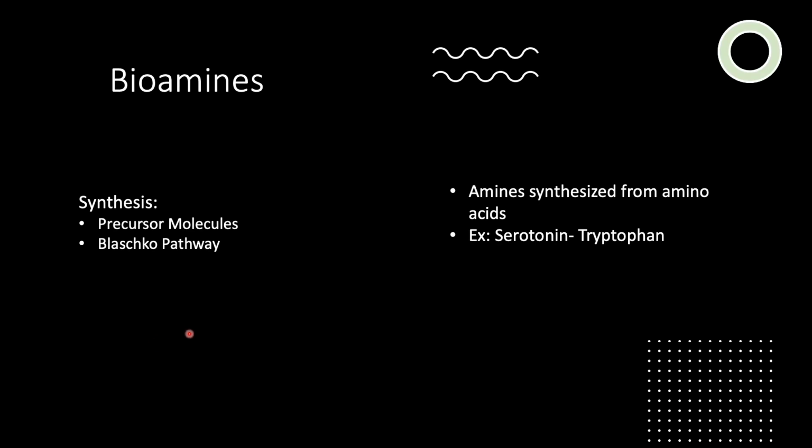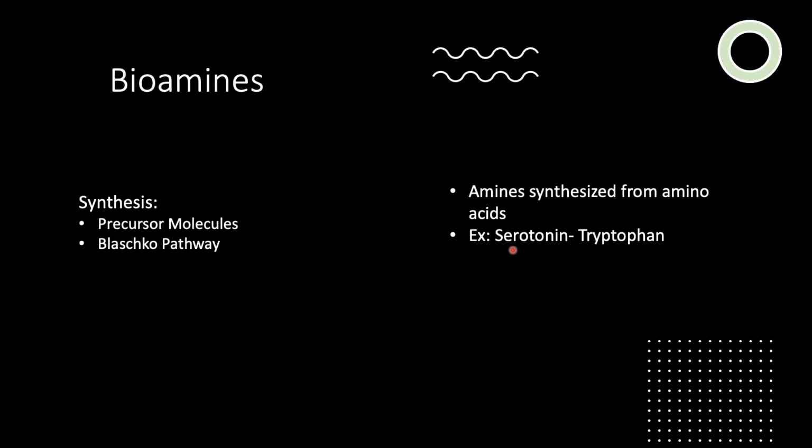Next up we have biogenic amines or bioamines. So basically, amines are chemicals that have an amine group, so an NH2, that is attached to a carbon. So that's chemically kind of what it looks like. And amines are synthesized from amino acids, right? For example, here we have serotonin, a hormone that is actually originating from tryptophan, right? Another amino acid is tyrosine that is also used to make bioamines.